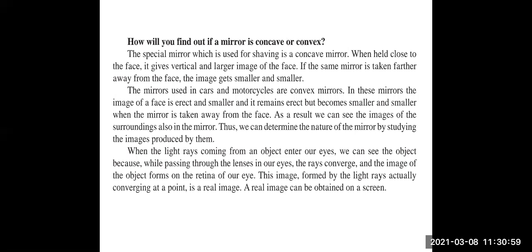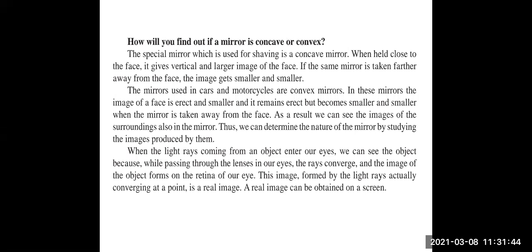The mirrors used in cars and motorcycles are convex mirrors. We have discussed this in our first session itself, that the side mirrors of cars and motorcycles are convex mirrors. In these mirrors, the image of the face is erect and smaller, and it remains erect but becomes smaller and smaller when the mirror is taken away from the face. As a result, we can see the images of the surroundings also in the mirror. So a driver is able to see all the traffic which is behind his vehicle. Thus, we can determine the nature of the mirror by studying the images produced by them.